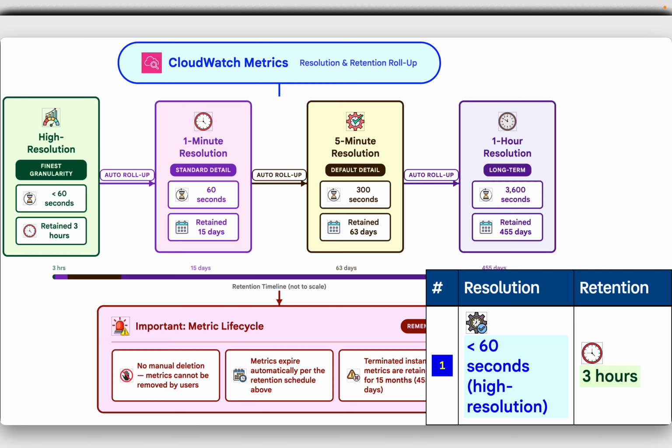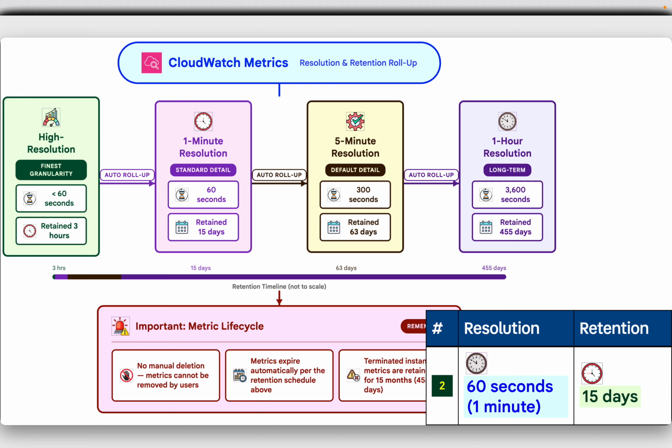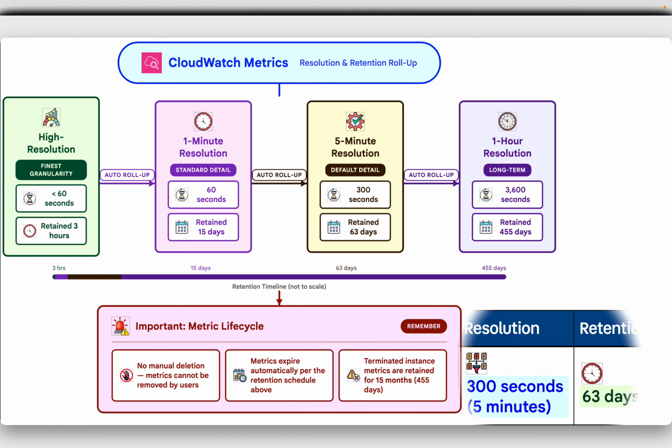High-resolution metrics have a resolution of less than 60 seconds and are retained for 3 hours. 1-minute resolution metrics have a 60-second period and are retained for 15 days. 5-minute resolution metrics have a 300-second period and are retained for 63 days. 1-hour resolution metrics have a 3600-second period and are retained for 455 days, which is approximately 15 months.